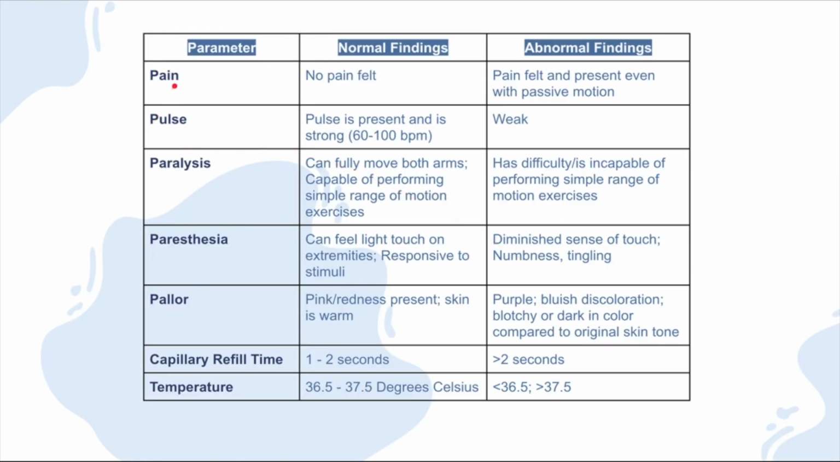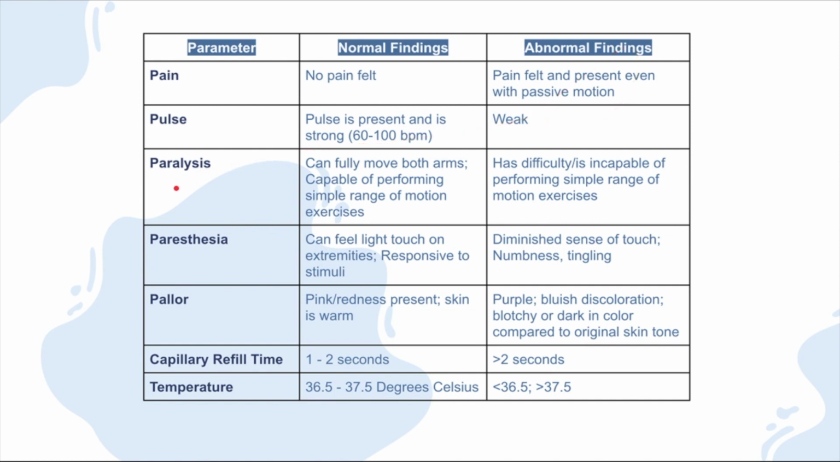The parameters are pain, pulse, paralysis, paresthesia, pallor, capillary refill time, and temperature. In normal findings for pain, no pain is felt, though the abnormal finding for pain is that pain is felt and present even with passive motion. Normal findings of pulse is that pulse is present and strong, approximately 60 to 100 beats per minute in a normal adult. For an abnormal finding, pulse is weak.